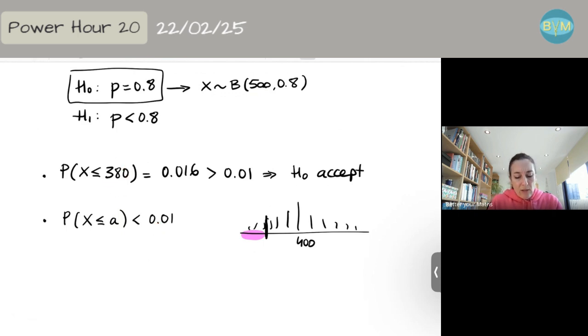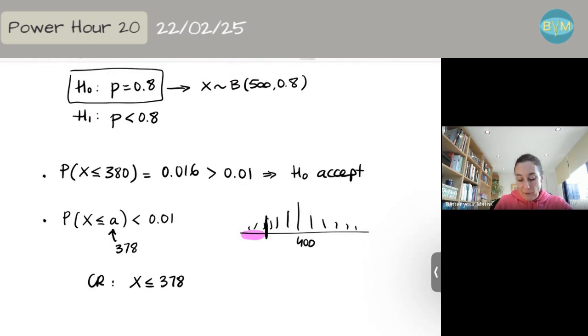We know that this is very close to 0.01, so it will be very close to 380. Let's say I'm going to try with 300. Very close to 380. Okay, so when this value is 378, my probability is 0.009. So it's just smaller than the significance level. That means my critical region is x smaller or equal to 378.